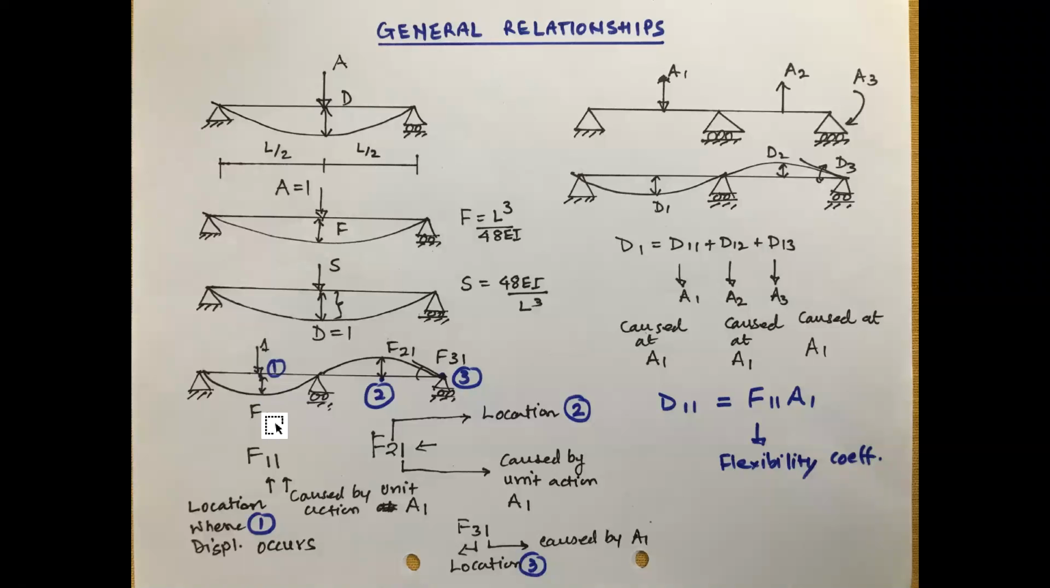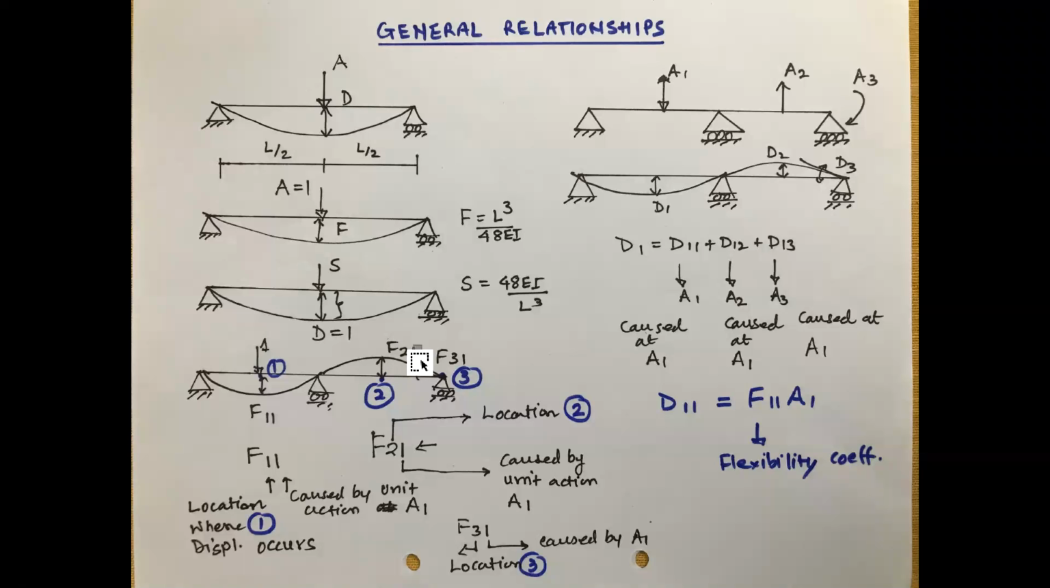And the second subscript says the unit action, where the unit load is applied. So the first subscript says the location, and the second subscript says it is caused by the unit action A1. So when I want to write the flexibility coefficient here at 2, you can see here F2, the first subscript is 2 because at 2, I want to calculate the deflection. I want to calculate the flexibility coefficient.